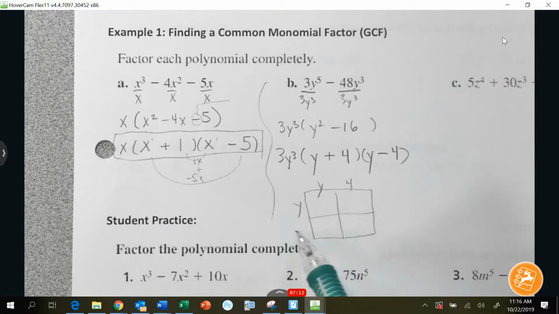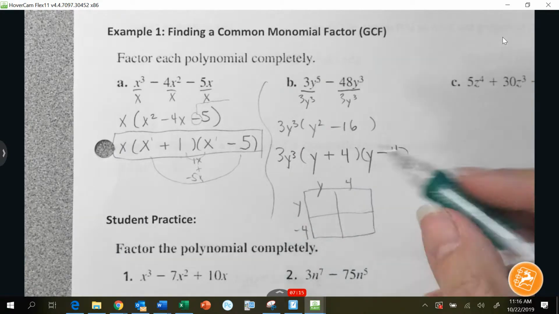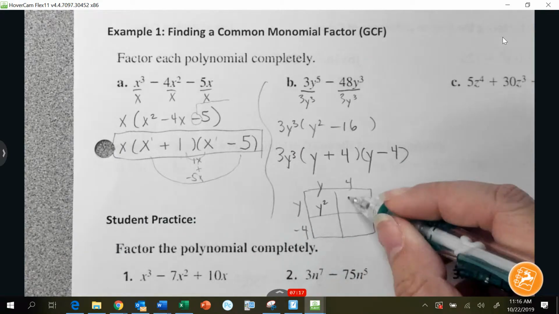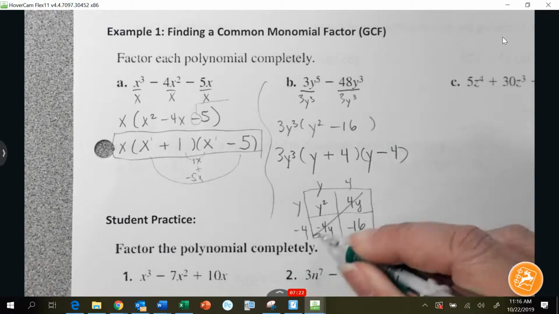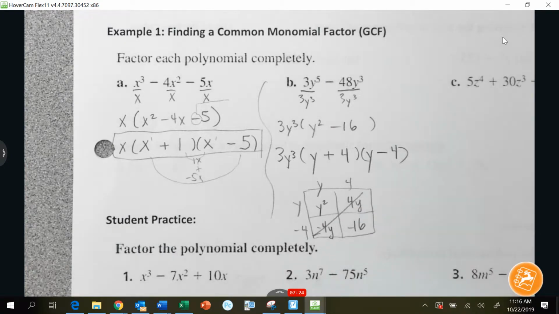Have you guys seen this one before? I mean, you can check this way too. Y squared, 4y, minus 4y, minus 16. These cancel, y squared minus 16. Yes, that's factored correctly.